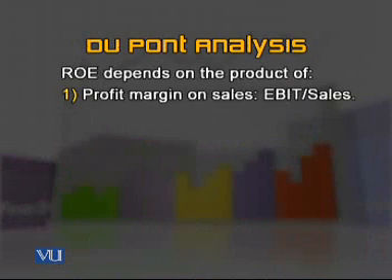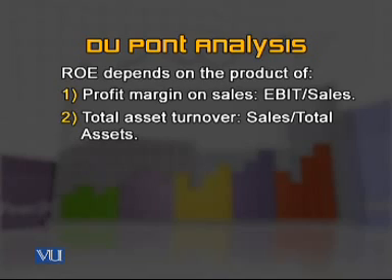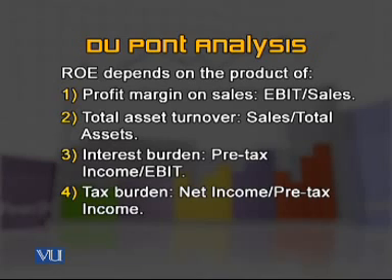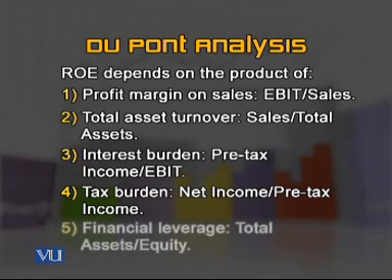So the significance lies in being able to find the key aspects of the Dupont analysis as a methodology to understand these things. We talked about profit margin, which would mean earnings before interest and taxes divided by sales. We talked about total asset turnover, which would be sales divided by total assets. We talked about interest burden, which would mean pre-tax income divided by earnings before interest and taxes. We talked about tax burden based on the tax levels, and about the leverage of the company, financial leverage.